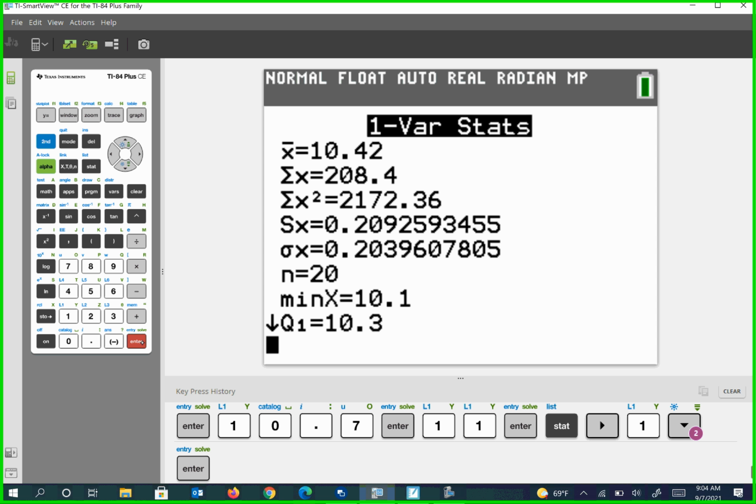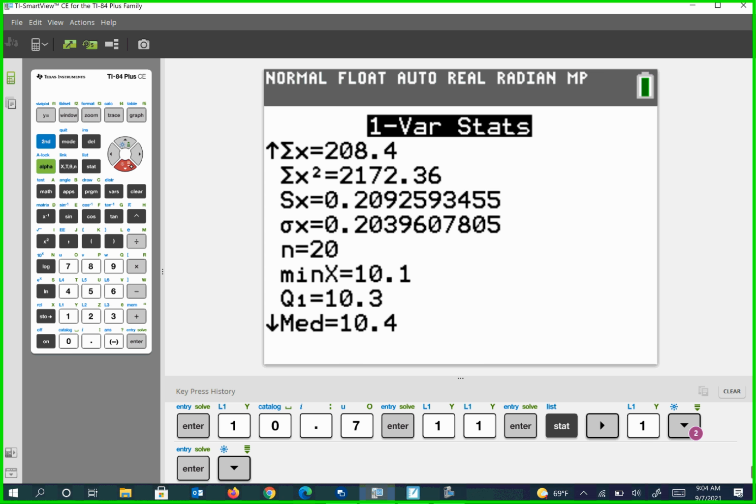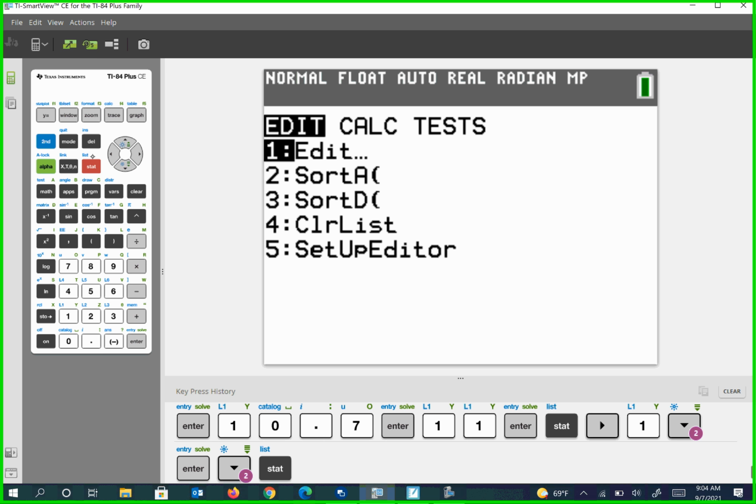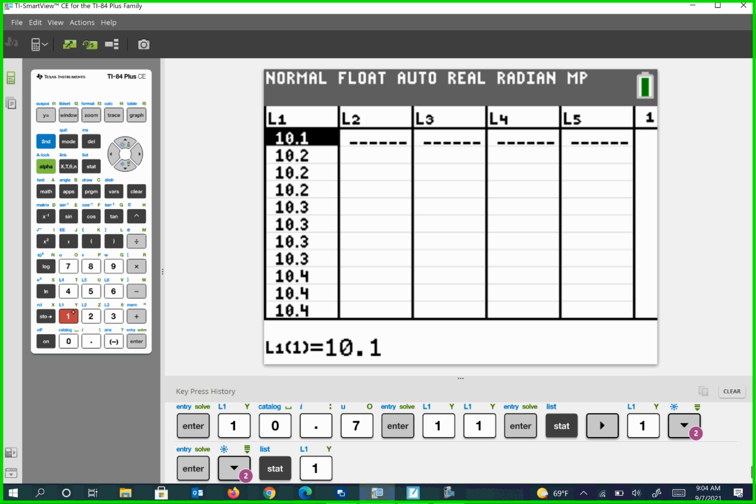A minimum, or you had Q1 is 10.3 that we said. The median is 10.4, which we said. Q3 is 10.55 for some reason. Oh, wait, we have 20 pieces of data and there's 21. Shoot, stat, edit. I messed up on my data, but that's basically how you do it on the calculator. Definitely go through one variable stats and then go from there.